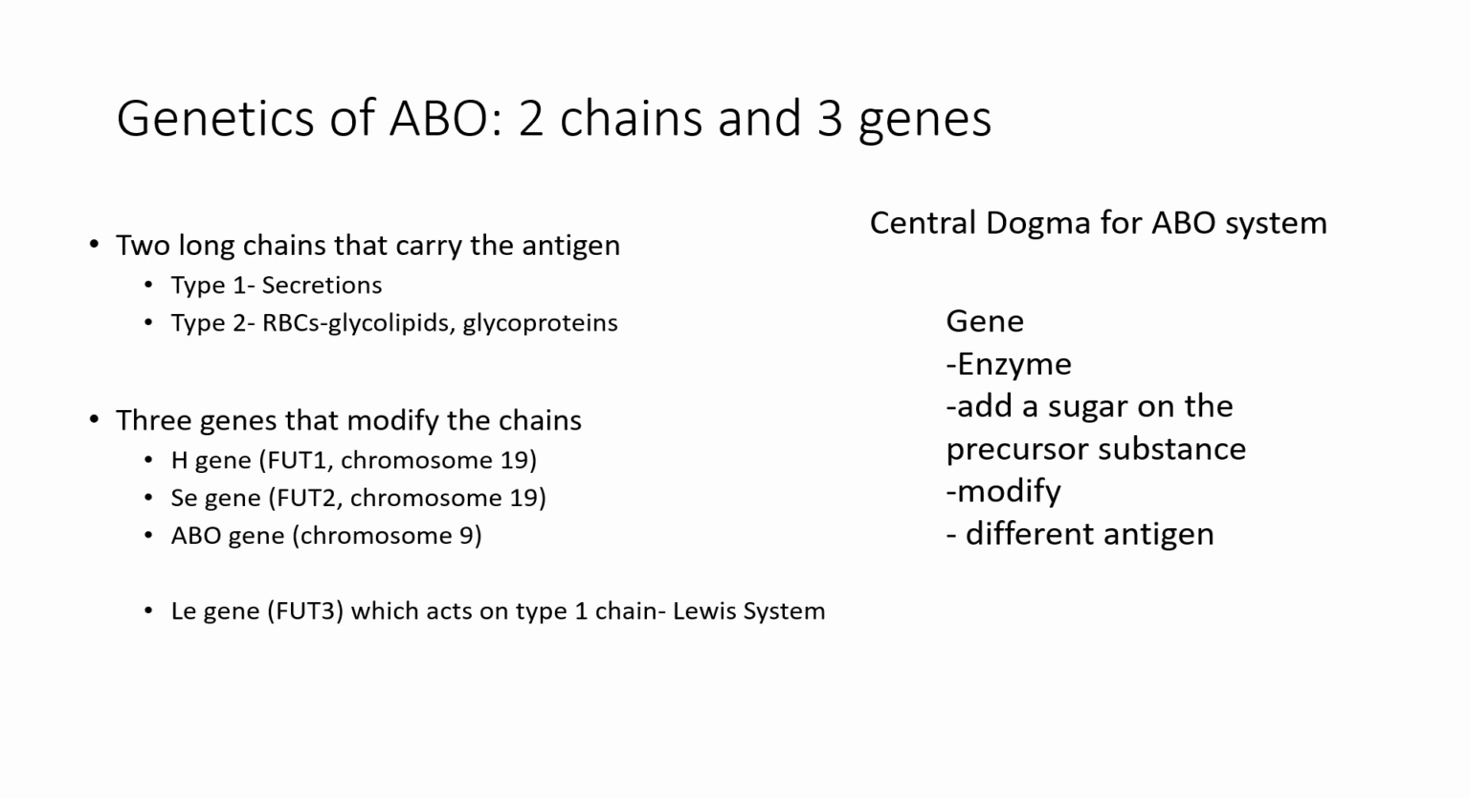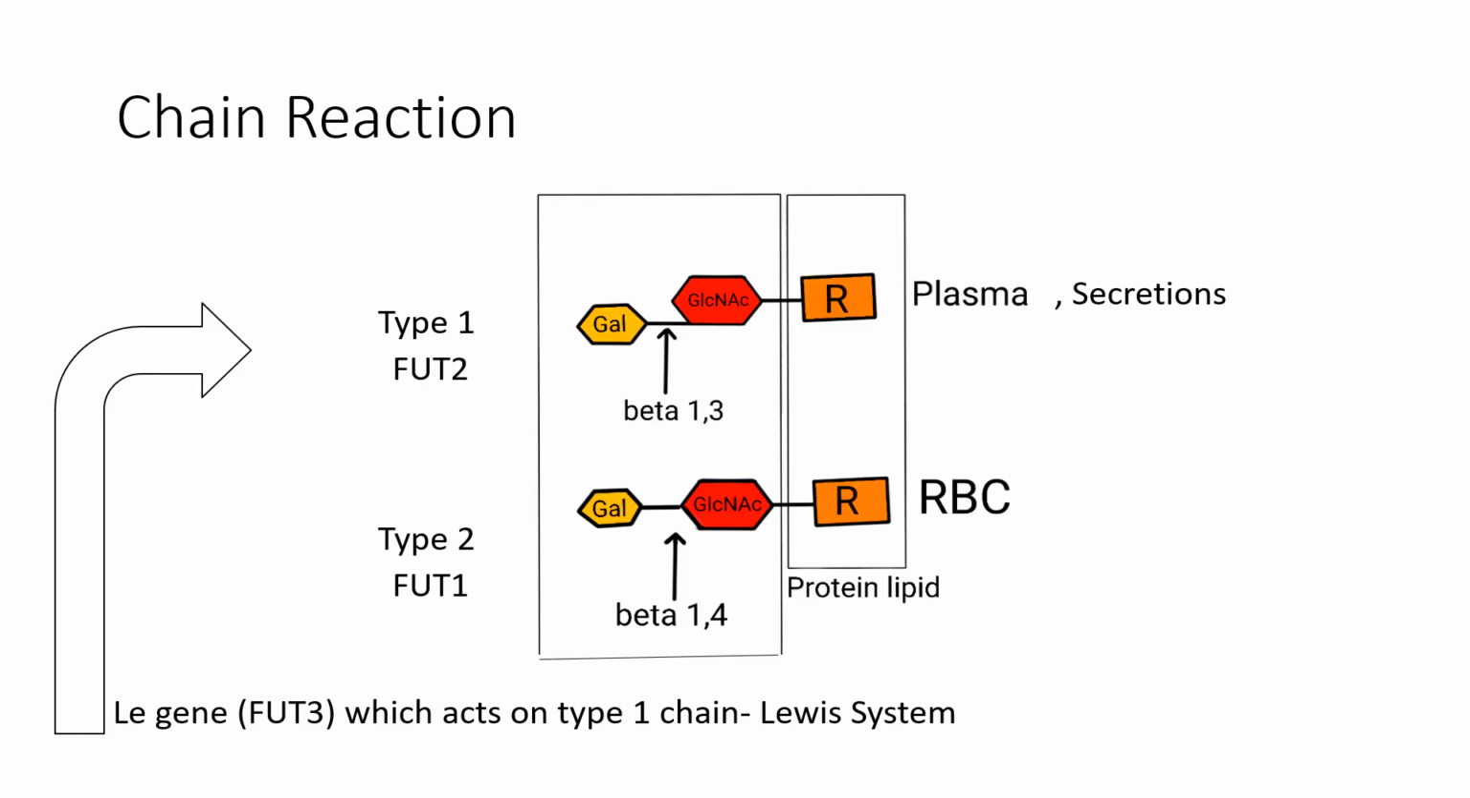So that is why we need to know what the chains are and what genes are involved: FUT1, FUT2 and the ABO gene. Coming to how these chains act, you can see this is the type 1 chain. Let us see what the chains are. Essentially every chain has this R part. This R part is a long carbohydrate chain, which is common to both type 1 and type 2 chains, right? This carbohydrate may be linked to a lipid or a protein, depending upon which it will be a glycolipid or a glycoprotein. The R part remains the same.